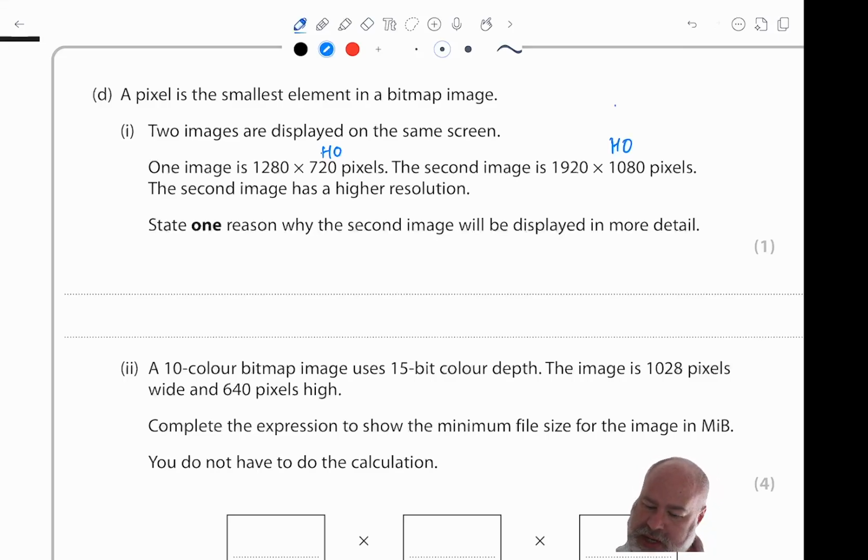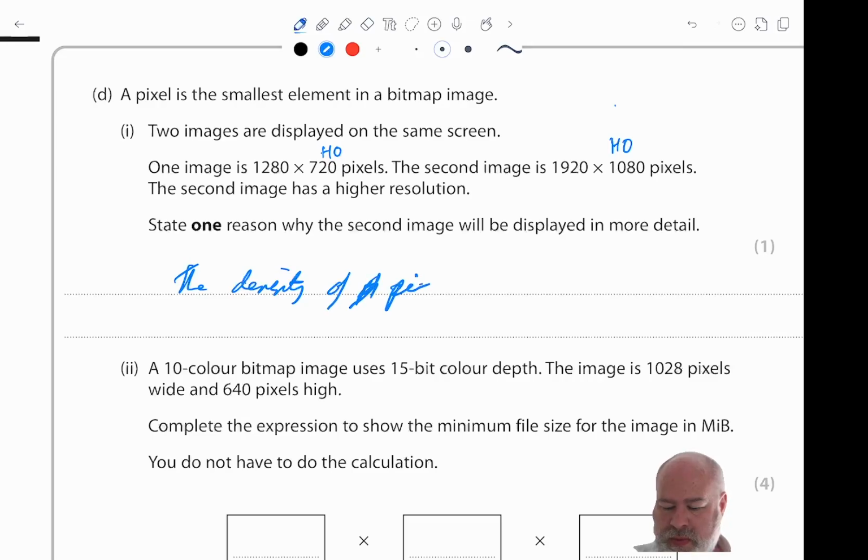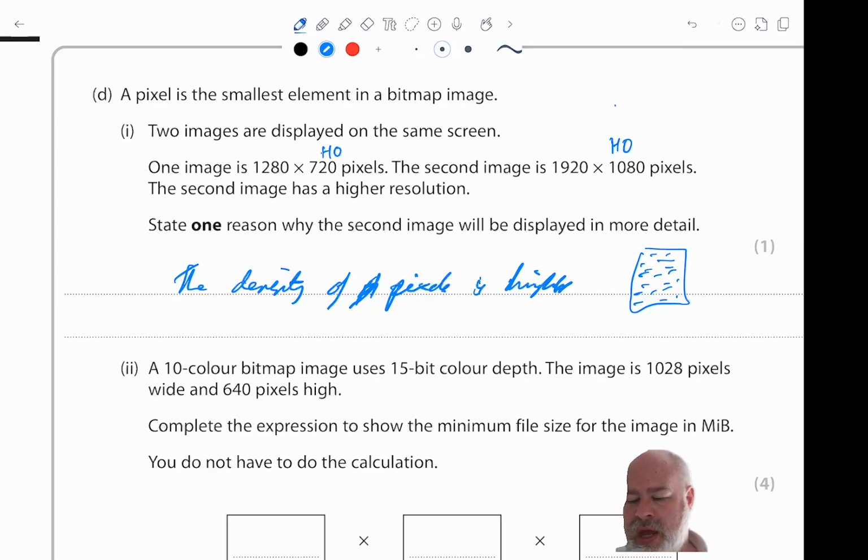One reason why the second image will be displayed in more detail. Okay, well, it's got a higher resolution. So you could say the density of pixels is higher. There's an idea called pixels per inch, which isn't very clearly explained in a lot of revision sources.